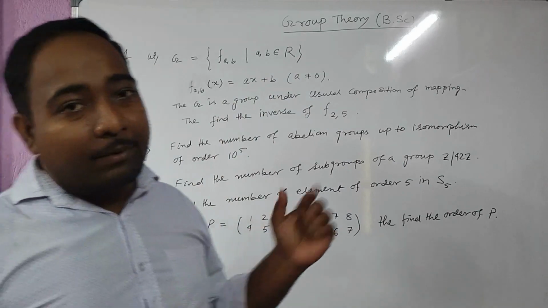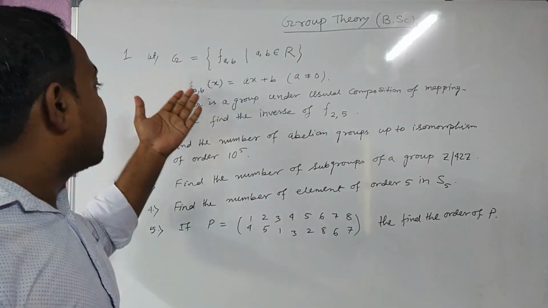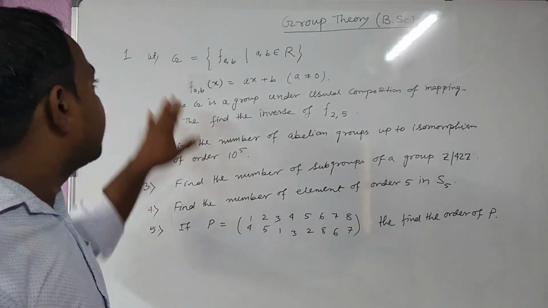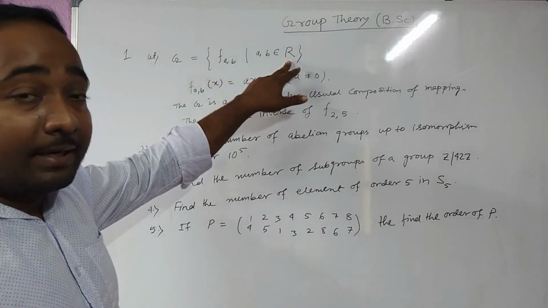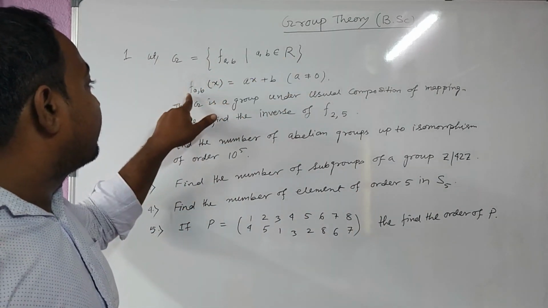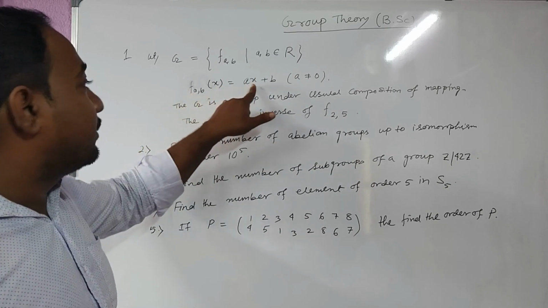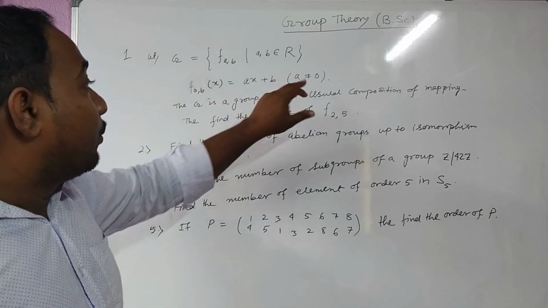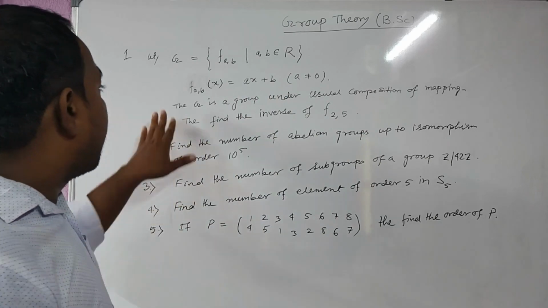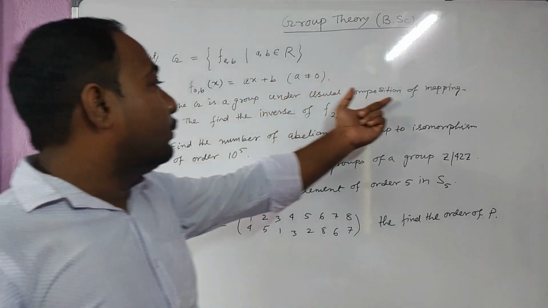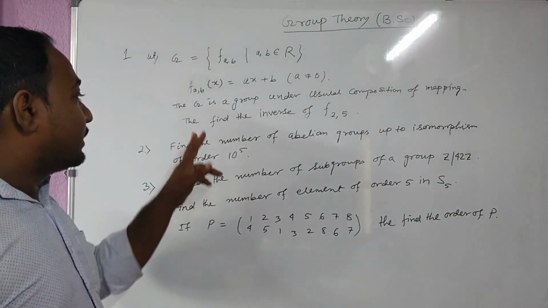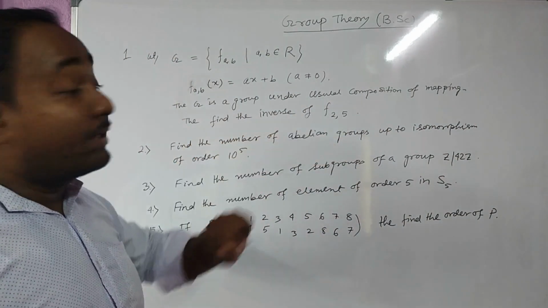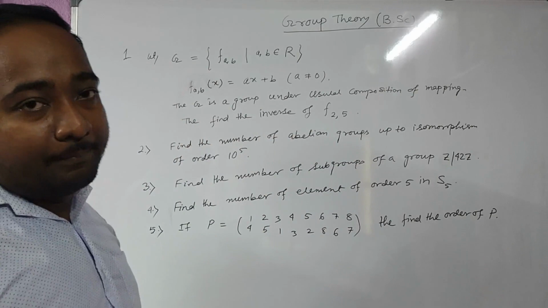So let's start our today's session, and we will start with this problem. The problem is G equals {f_{a,b} : a, b in R}, defined as f_{a,b}(x) = ax + b, where a is non-zero. This is obviously a group under the usual composition of mappings. You can check it. Here our task is to find the inverse of the function f_{2,5}.